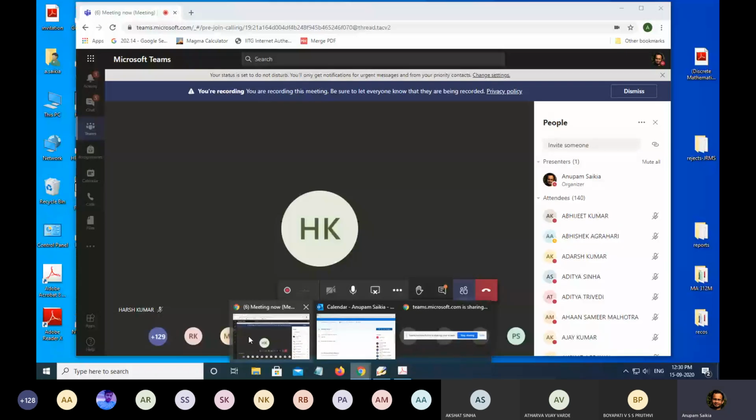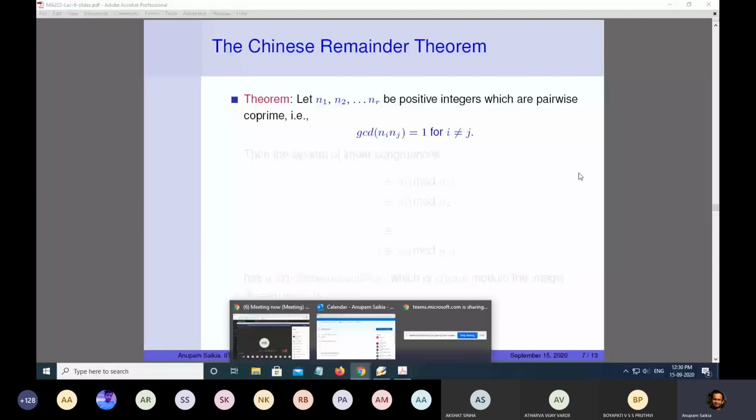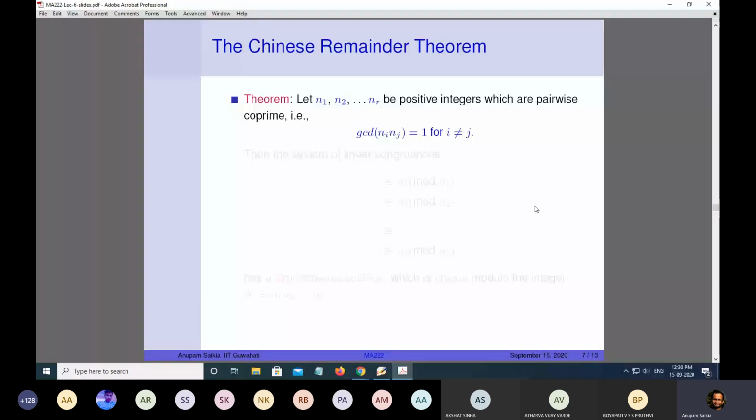Okay, so now let's come to a very important theorem, which is known as the Chinese remainder theorem. What the Chinese remainder theorem tells us: suppose we want an integer which leaves certain remainders when we divide by some other integers. Suppose I want an integer which has remainder 7 when I divide by 18 and has remainder 5 when I divide by 35.